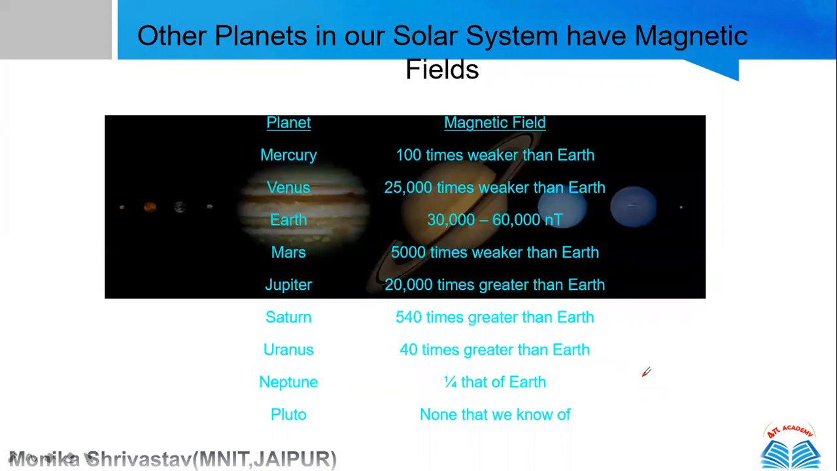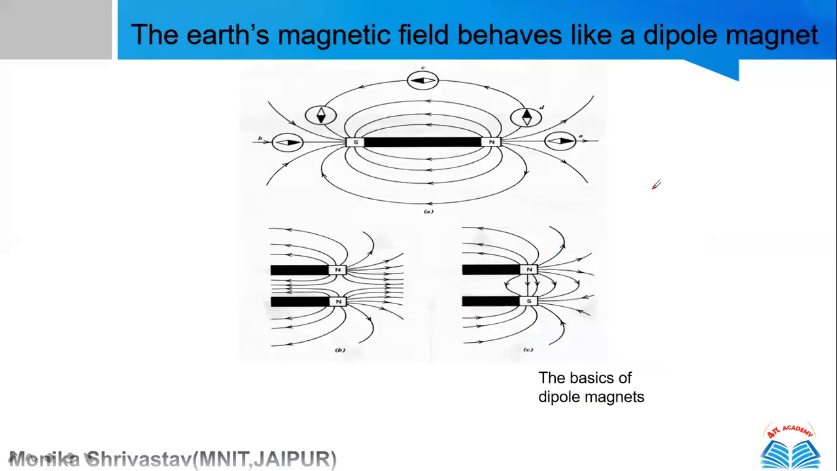Okay, so like our Earth, other planets also have magnetic fields. For example, Mercury has a magnetic field 100 times weaker than Earth's. Venus has a magnetic field 25,000 times weaker than Earth's, and so on. So basically, you know that Earth's magnetic field behaves like a dipole magnet, so this structure is quite relevant to that.